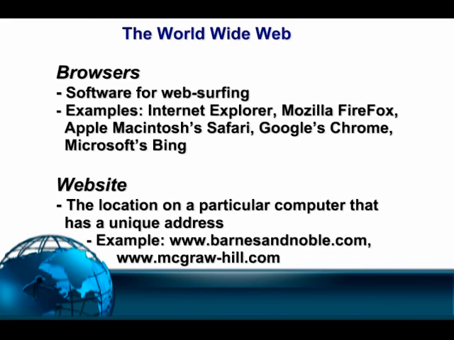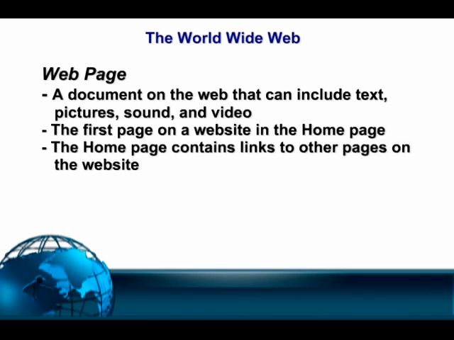Website. The location on a particular computer that has a unique address. Example, www.barnesandnoble.com, www.mcgraw-hill.com. The website could be anywhere, not necessarily at company headquarters. Web page. A document on the web that can include text, pictures, sound, and video. The first page on a website is the home page. The home page contains links to other pages on the website.